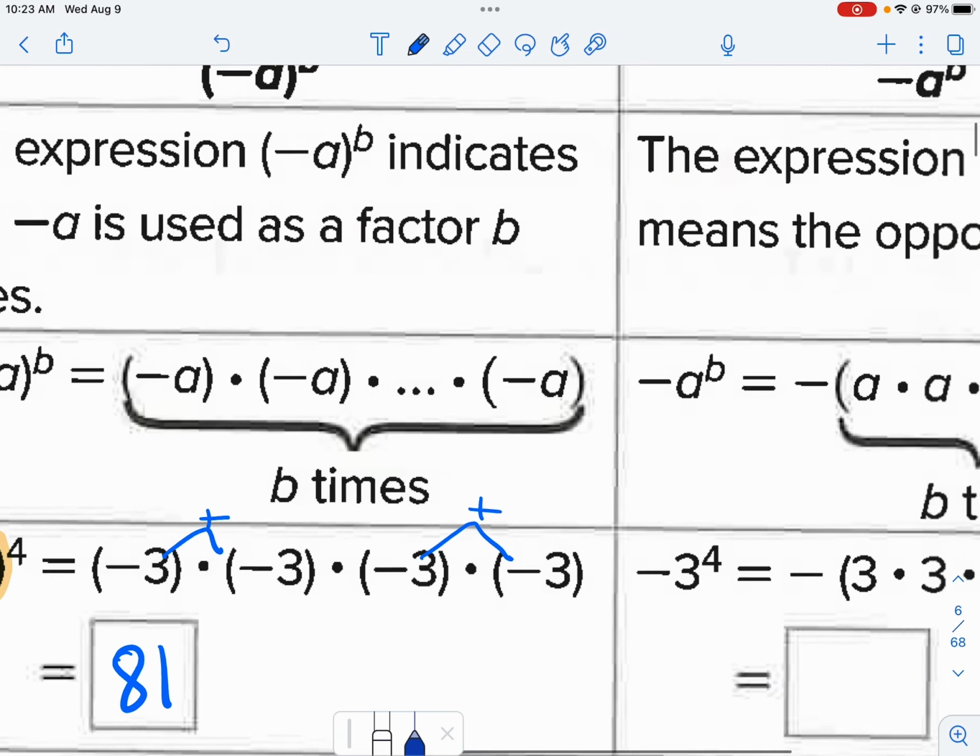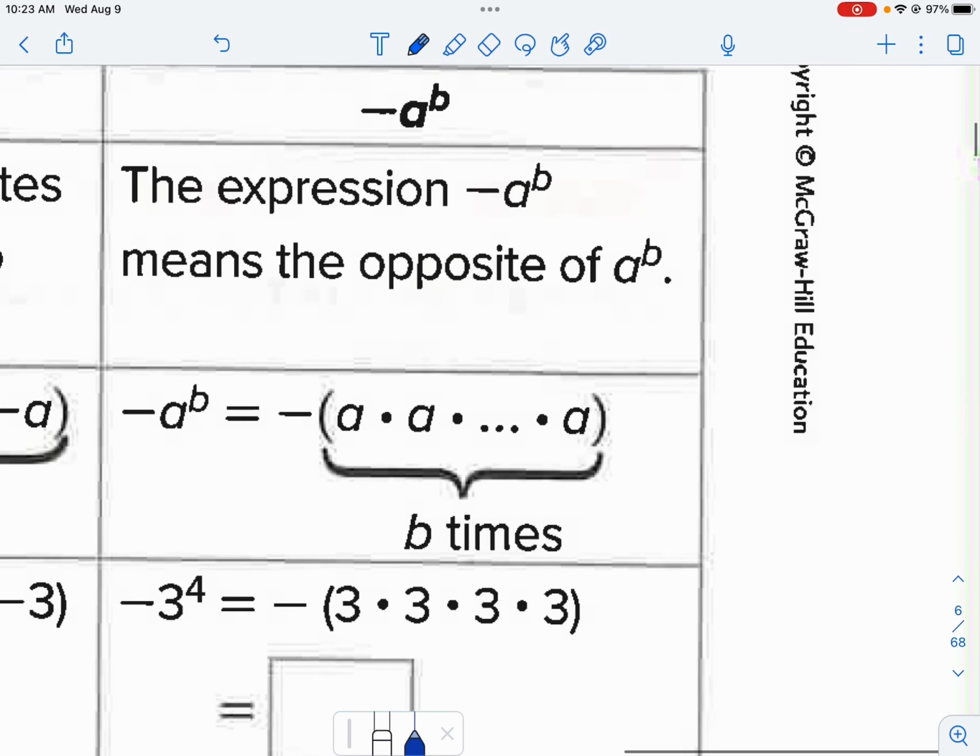Now let's look over here at this one. The expression negative a to the b means the opposite.